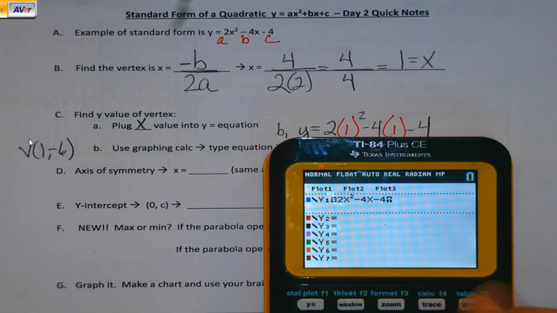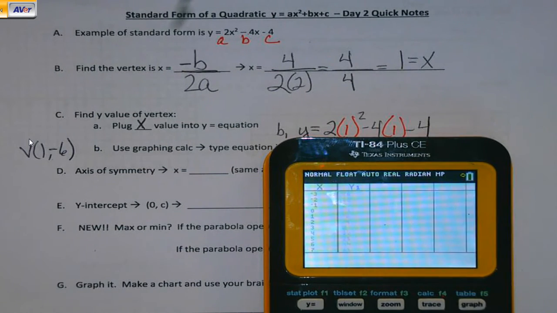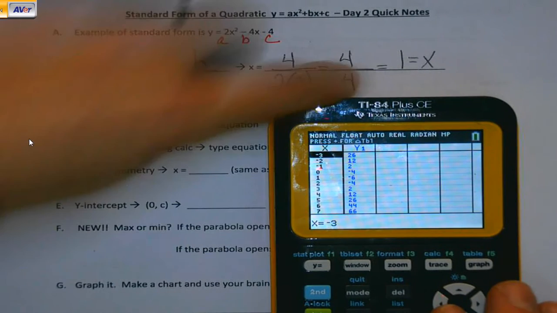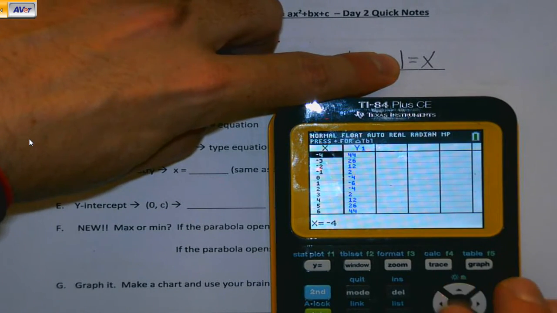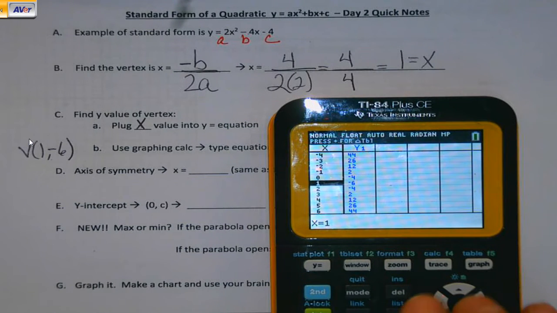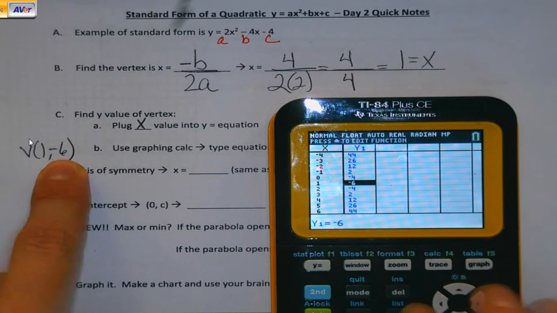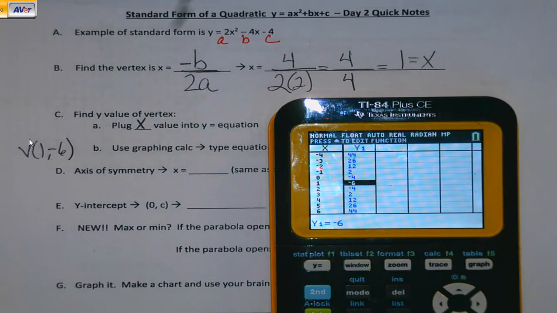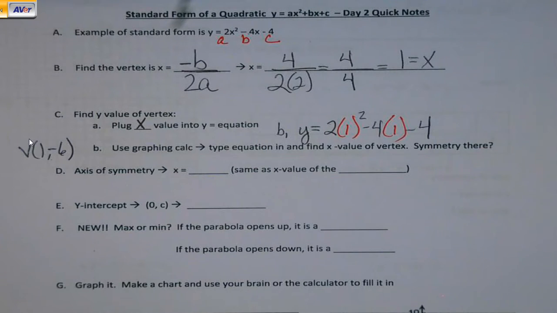And I could pull up my table. So second graph, so these two. And what I would do is I'd look to get that 1 in the middle and check out the y value, negative 6. Okay? I can do it that way too. And I see my symmetry. And I'll come back to that in a minute because that'll help us with the graphing part.